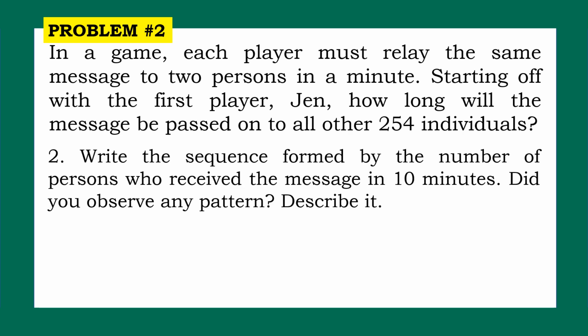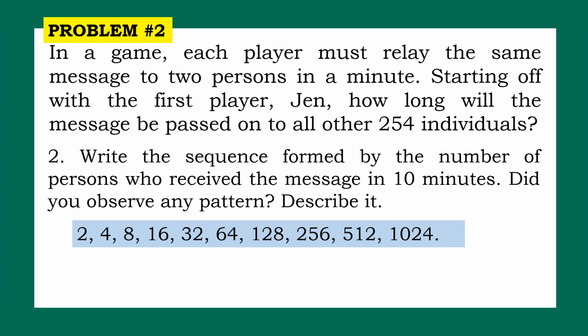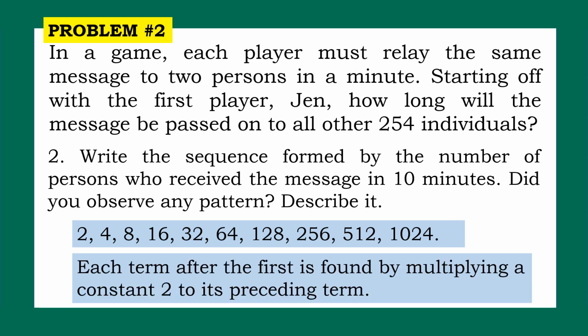For question number 2, we have to write the sequence formed by the number of persons who received the message in 10 minutes. And did you observe any pattern? Let us describe it. Based on the table under question number 1, the sequence of the number of persons who received the message after every minute is 2, 4, 8, 16, 32, 64, 128, 256, 512, and 1024. Notice that each term after the first is found by multiplying a constant 2 to its preceding term.